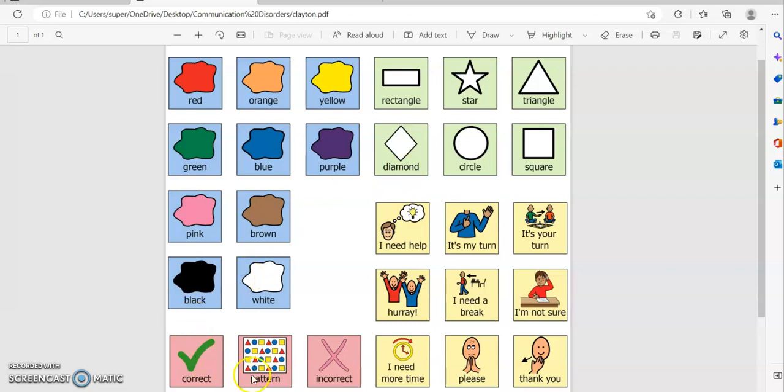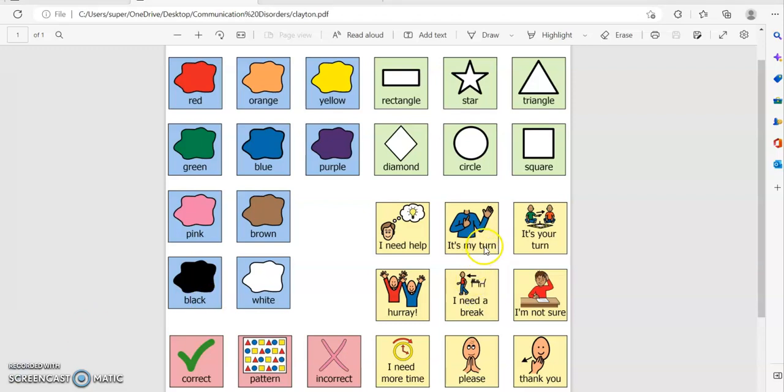There are also ways for him to communicate with his peers. So if he thought that another student's answer was incorrect, he could point to this one here. Or if he thought that they did have the right answer, he could point to this here, the check mark. If he wasn't sure about what to say, he could point to this one, I'm not sure here. You have please and thank you, or I need a little more time. There's a hooray for a correct answer, and I need a break, which he would signal to the EA, and then he'd be able to take the break.